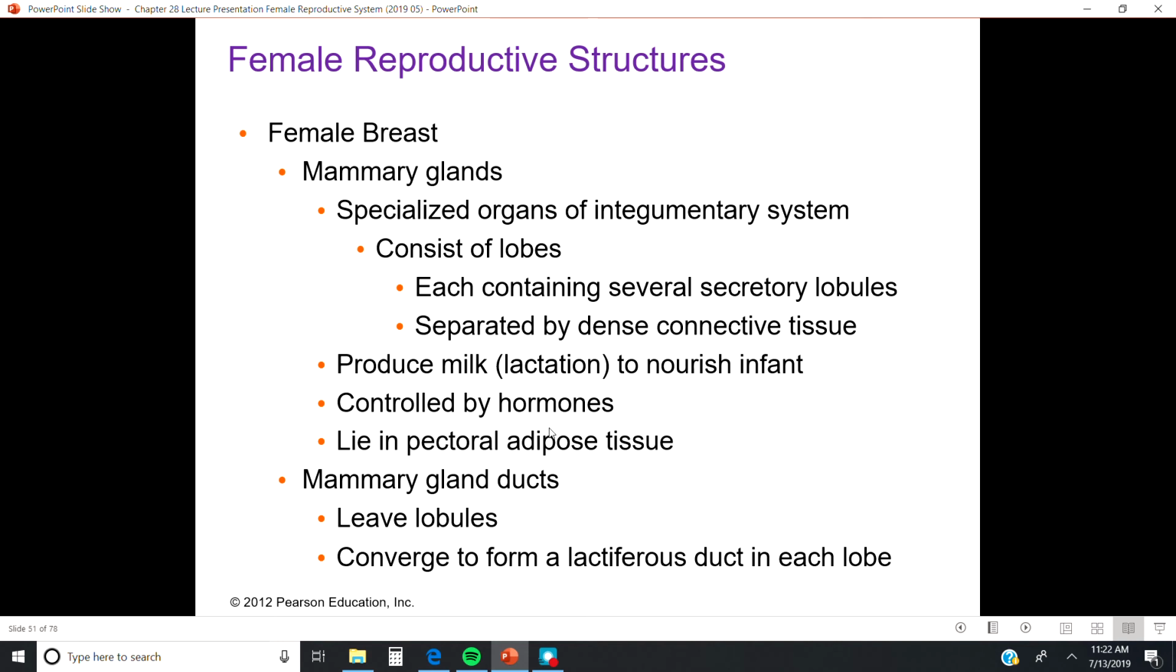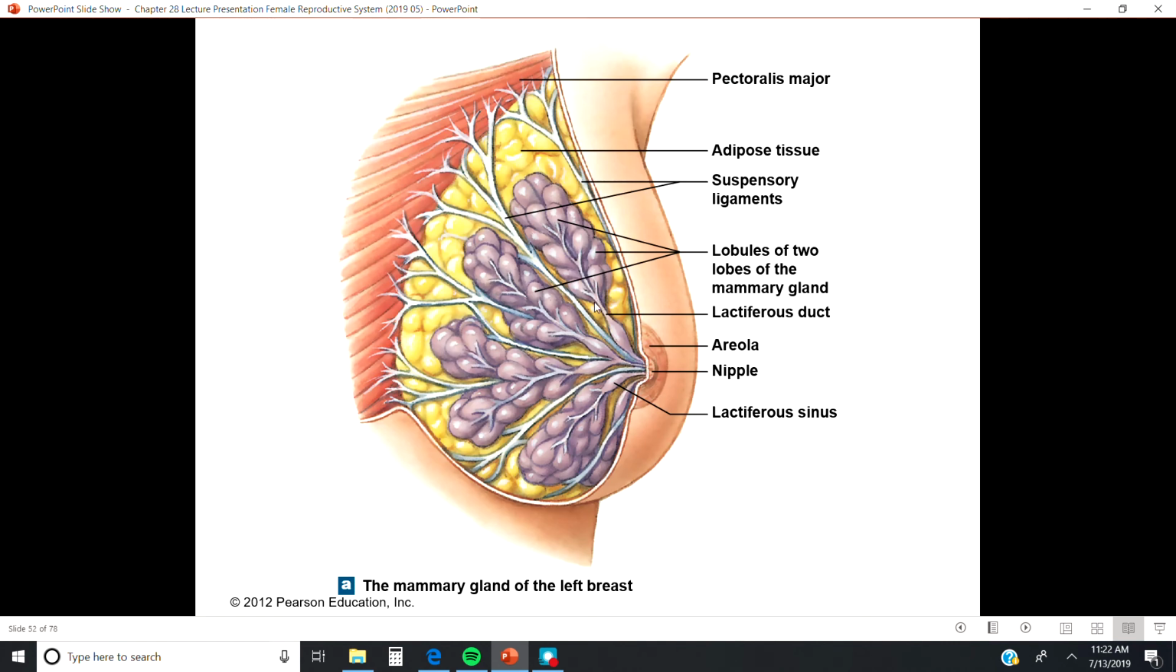And the mammary glands lie in the pectoral adipose tissue. Now, from the gland, we're going to have small ducts that leave from the lobules, which are the glands. These small ducts are known as mammary gland ducts. So these little ducts right here, leaving the lobules, those would be the mammary gland ducts. But watch what they do. They come together to form this duct right here. Here's one coming out of the lobe. These are known as the lactiferous ducts. So these lactiferous ducts are bringing the breast milk out of the lobe.